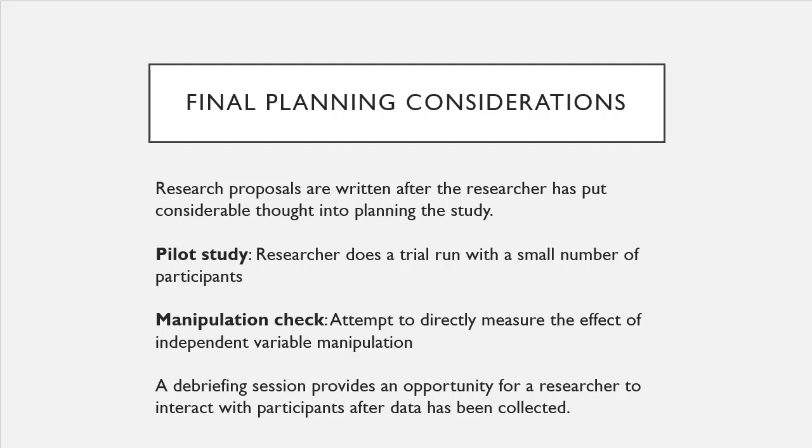The other thing we need to consider when planning a study is called a manipulation check. So we can measure the effect of the independent variable manipulation, and a very simple way of doing that is by asking the individuals, hey, did you know that we were doing this? Did you know that this person was a confederate in the classroom who was saying bad things about the instructor? We can ask people those questions, and it can help us determine if there was a manipulation that people were aware of. The debriefing session is when we would do this.